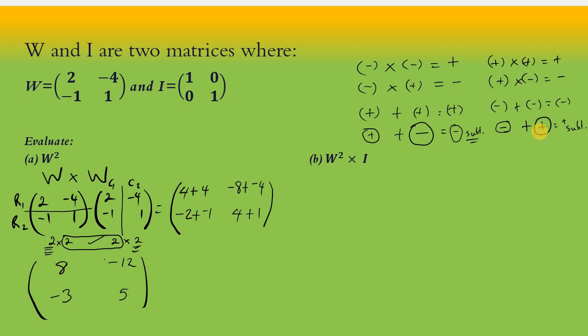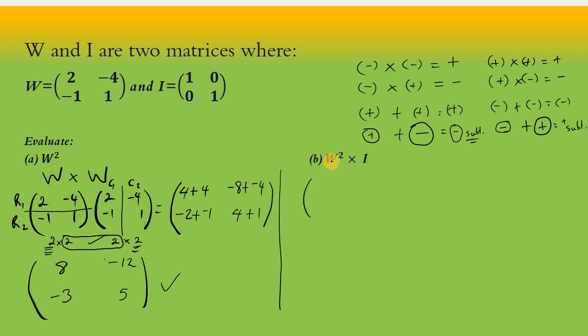All right, so hopefully that review was helpful. But this is a solution to w squared. Now, let's go on over here to w squared times I. Well, what is w squared? We already worked that out because we're dealing with the same problem. Even though it's part B, part A evaluated w squared already.